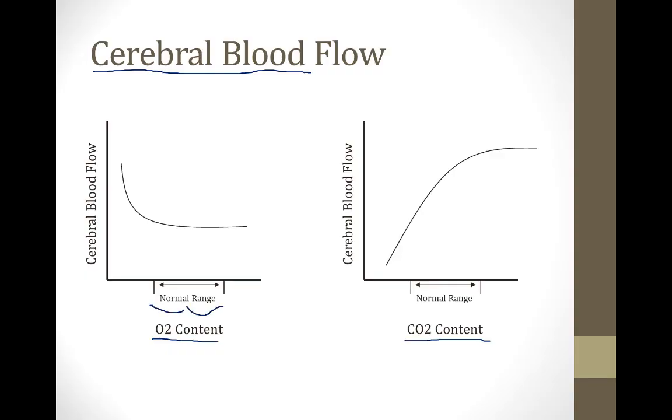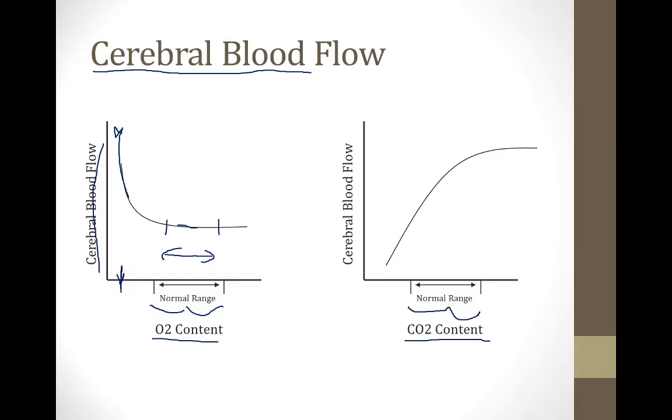And you can see that when your oxygen level goes up and down within the normal range, it really doesn't change the cerebral blood flow over here on the y-axis. Basically, oxygen doesn't affect cerebral blood flow much at all unless it gets very, very low. If your oxygen level gets very low, like down here, then it does begin to vasodilate the cerebral arteries and increase blood flow to the brain.